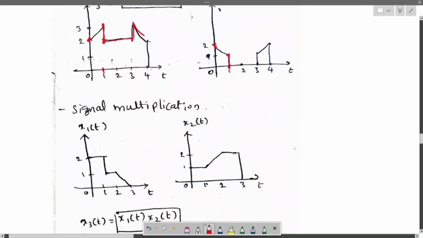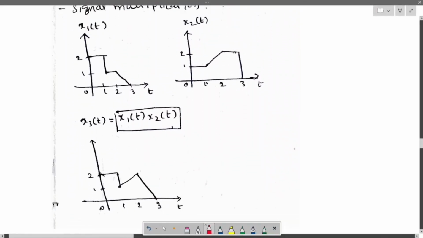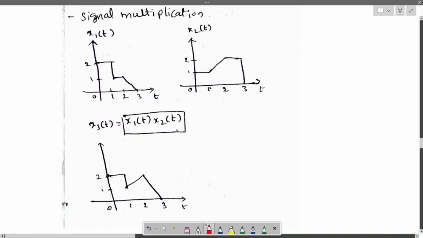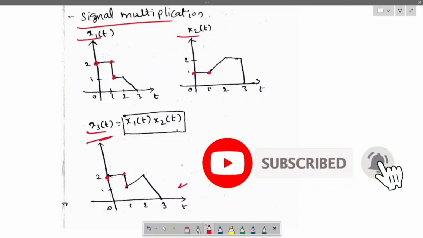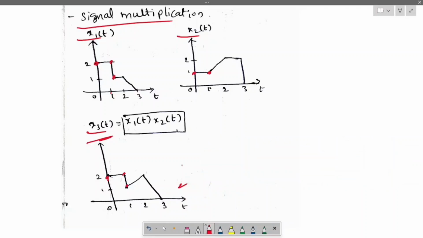Again, let us go for signal multiplication also. In signal multiplication, let us take x1 like this and the x2 graph like this. When you plot x3 as the multiplication of x1 and x2, it is 2 into 1, 2, again 2 into 1, 2, again it is falling. At 1, it is 1 into 1, which will be 1. When you do so, you will get this graph. This is how the operations on signals will be. I hope you got the idea on how the operations are performed on signals.